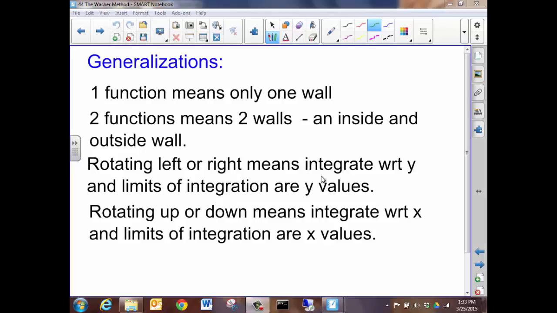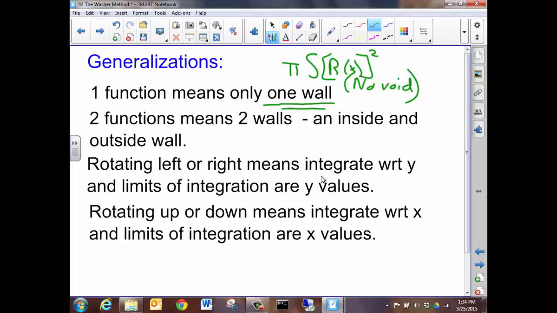Generalizing doesn't mean it's true always, but most of the time, if you've got one function, that's going to mean there's only one wall of it that you're making. That should mean there is no void. Do you know what I mean by a void? There's no hole in it. It's going to be a solid figure. If you've got something like that, it ought to look like this.